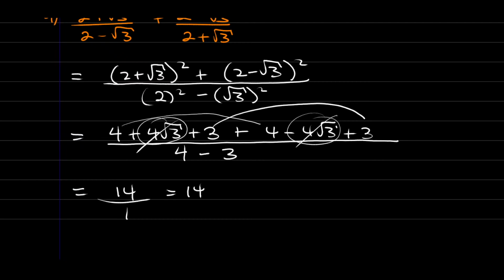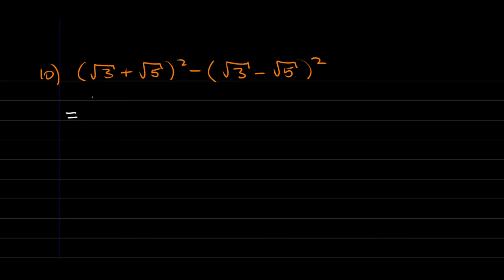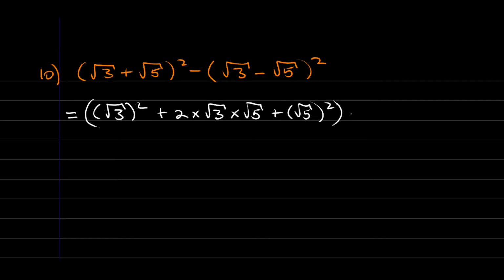Right, let's do another one, number 10, and this is the last one. Root of 3 plus root of 5 squared minus, open bracket, root of 3 minus root of 5, close bracket, squared. And let's do the expansion like we did in the previous one. So it's going to be root of 3 squared. You know what, let me just expand it slowly. So root of 3 squared plus 2 times root of 3 times root of 5 plus root of 5 squared. That's the first part, right? And it's going to minus off the second part.